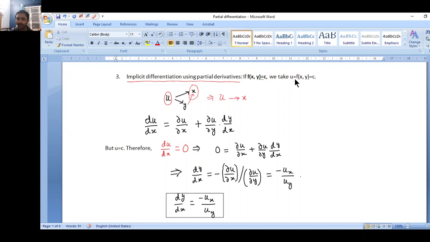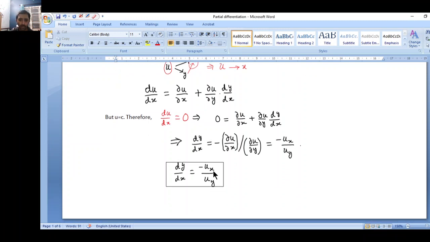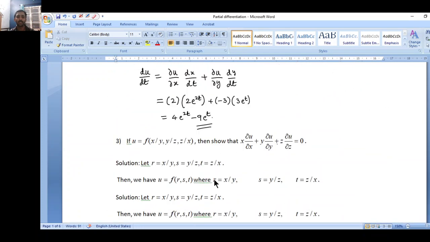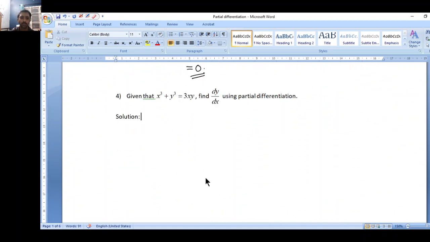And the rest is very simple. Once we have got u as f of x comma y, we find out dou u by dou x and then dou u by dou y, and then dy by dx is going to be simply minus dou u by dou x by dou u by dou y. Okay, now we'll do exactly that in this problem because that's exactly what is being asked here.